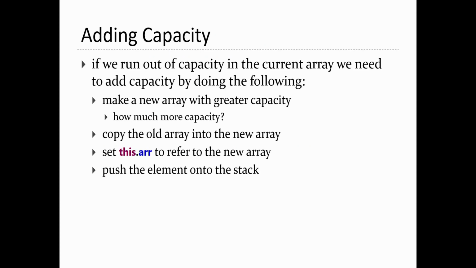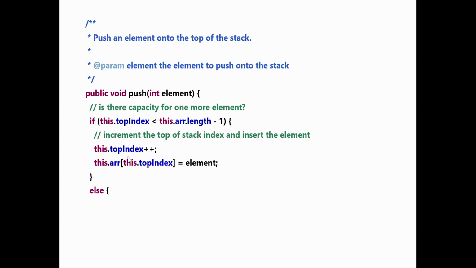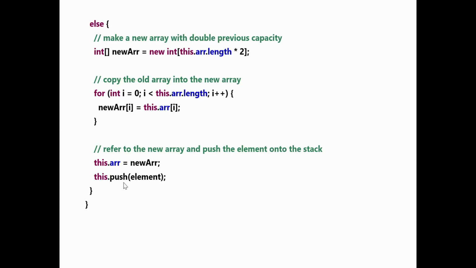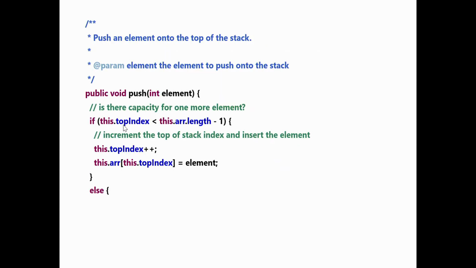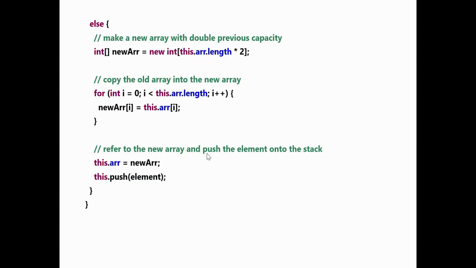So you could repeat this code up here, but I'm going to do something silly and just recursively call the method. So I'm just going to recursively push the element onto the top of the stack. When the method calls itself, the first thing it'll do is end up in this part of the if statement here, and it'll add the element to the top of the stack that way. All right. So the only tricky part in this class is this adding capacity to the array. That's the only thing that's really hard here. Everything else is just some simple bookkeeping.